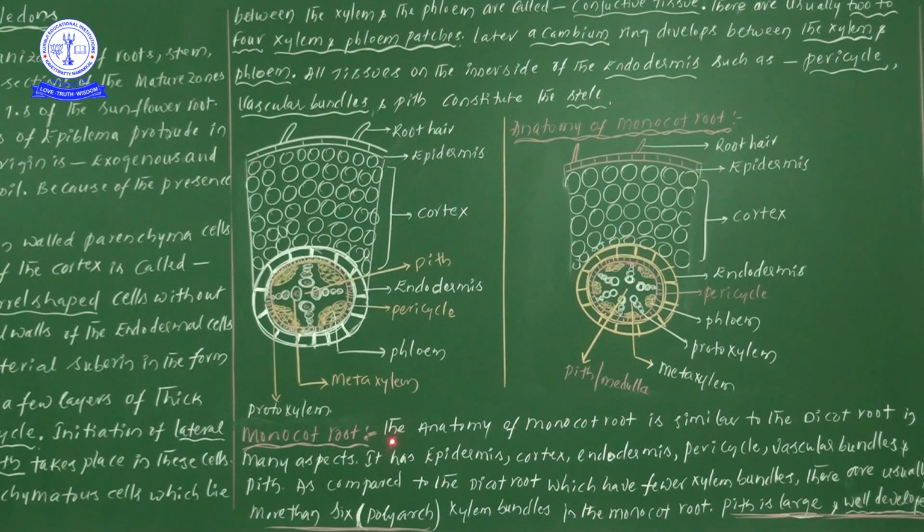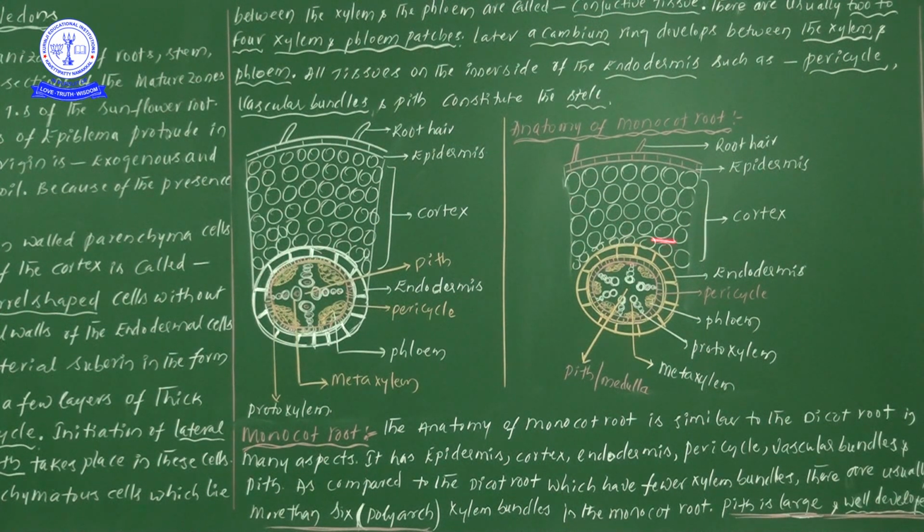From the monocot root point of view, the anatomy of the monocot root is similar to the dicot root. So the information we have seen so far in epidermis, cortex, endodermis, pericycle and pith, everything is common. It is similar to the dicot root in many aspects, which means maximum information.